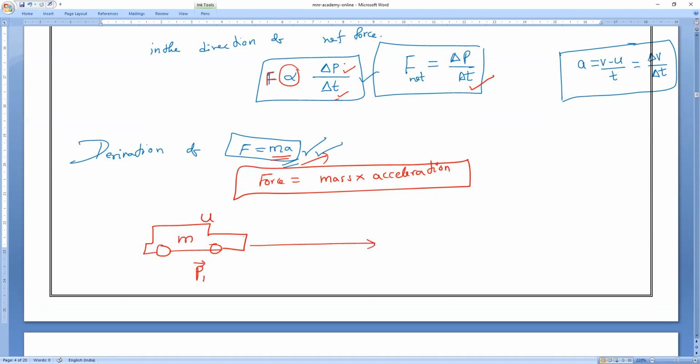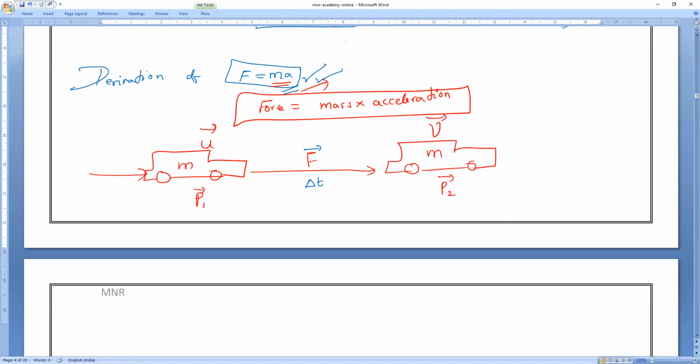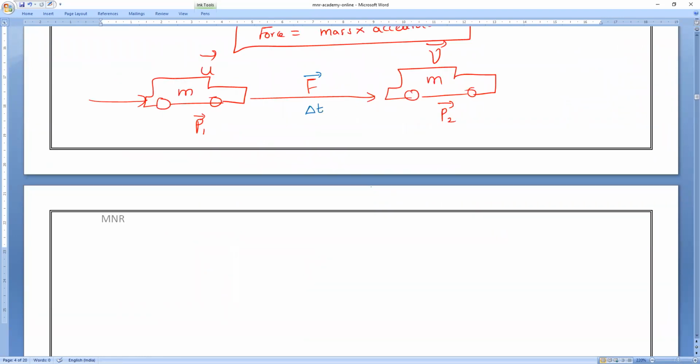Now, some force is applied on the object so that its velocity becomes v. The mass remains constant, so the momentum becomes p2. Momentum becomes what? P2. Of course, force F is acting on it during a time interval of delta t. Clear? Respond, all of you.